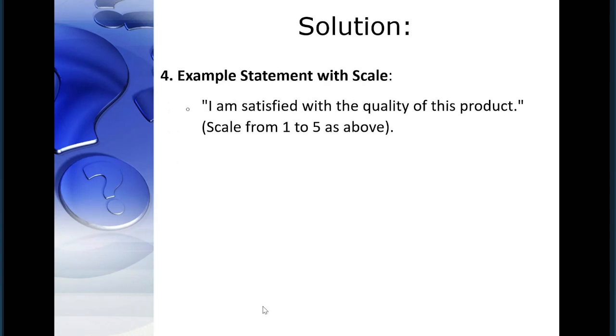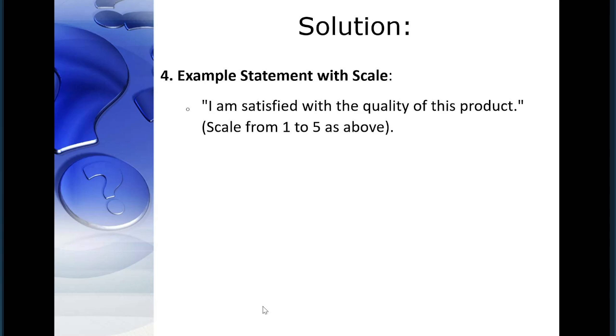Then what is the solution? So the example statement is shown here. I am satisfied with the quality of this product, scale from 1 to 5. So this Likert scale question allows respondents to express the degree of their satisfaction, providing quantitative data that can be analyzed to assess overall consumer satisfaction.